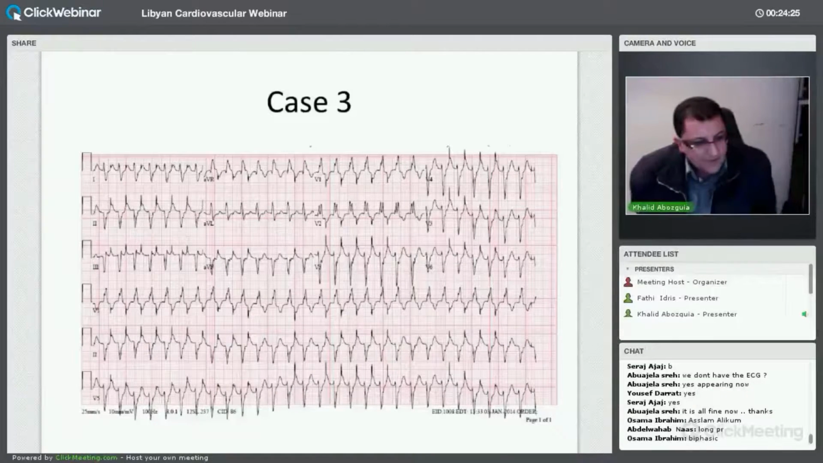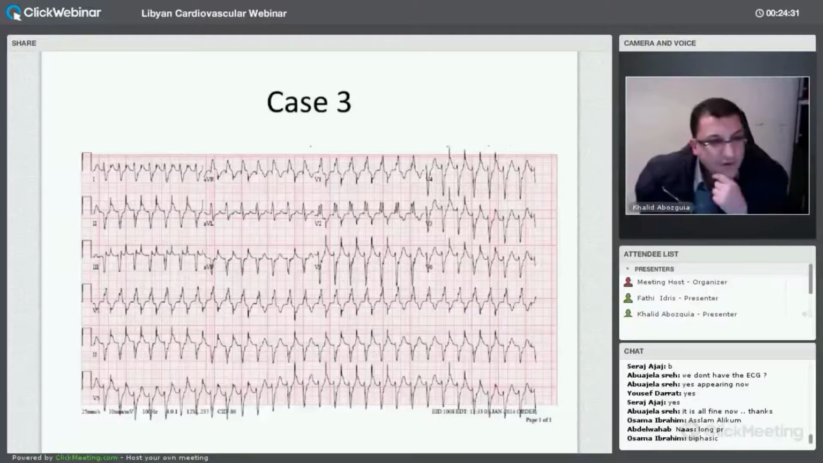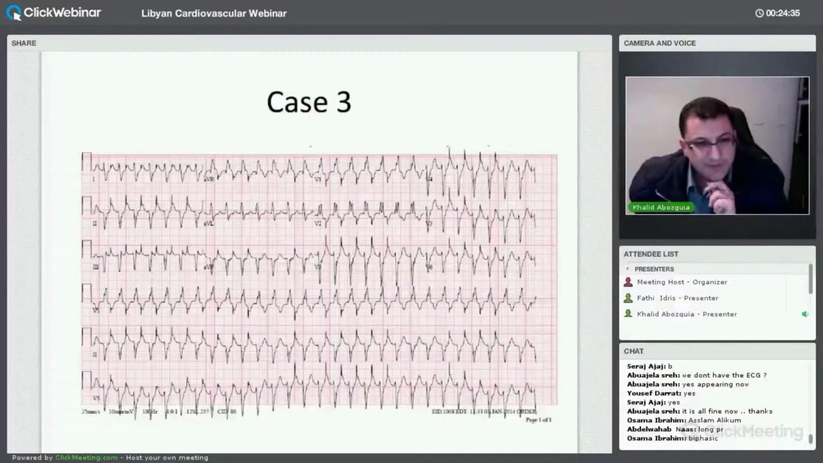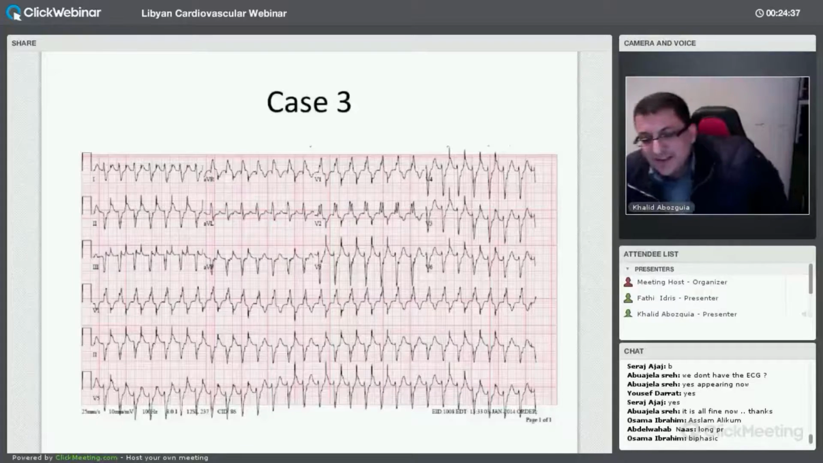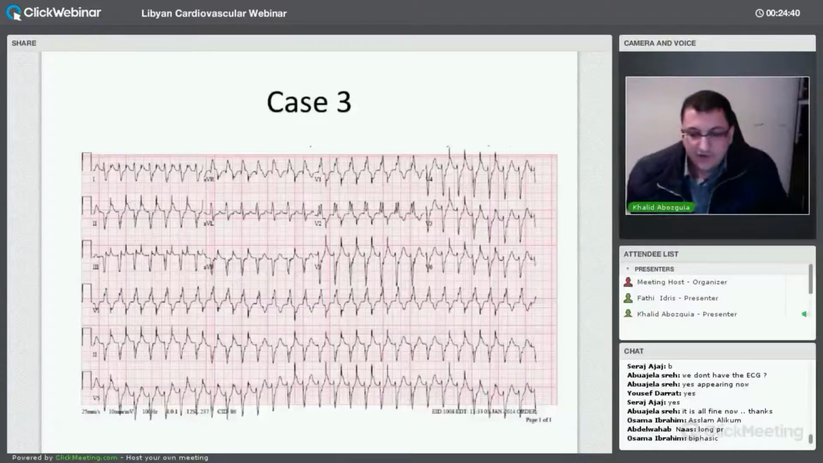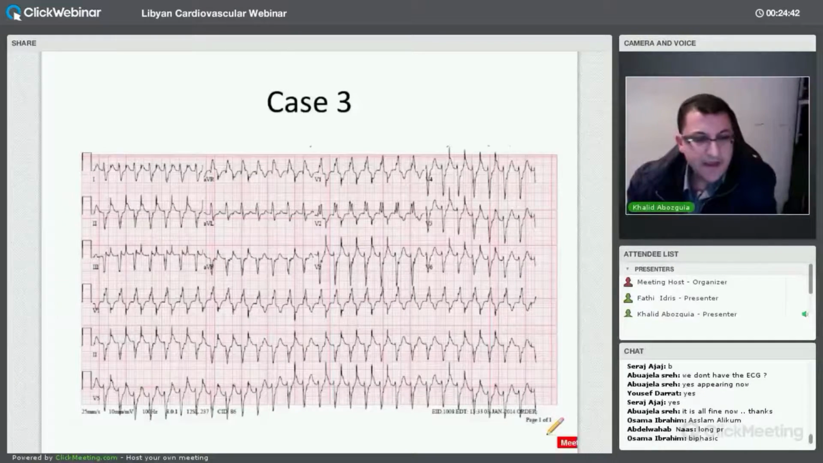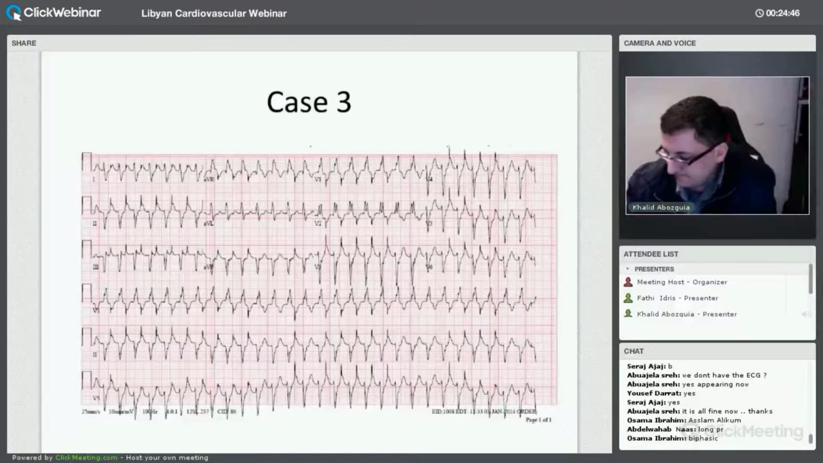This is a case I did a couple of years ago. A young lady, previously fit and well. In fact, she was the daughter of one of our senior nurses in CCU, and she presented with this rhythm. So I want you to have maybe 20 seconds to look at this ECG, and then we will show you the answers.